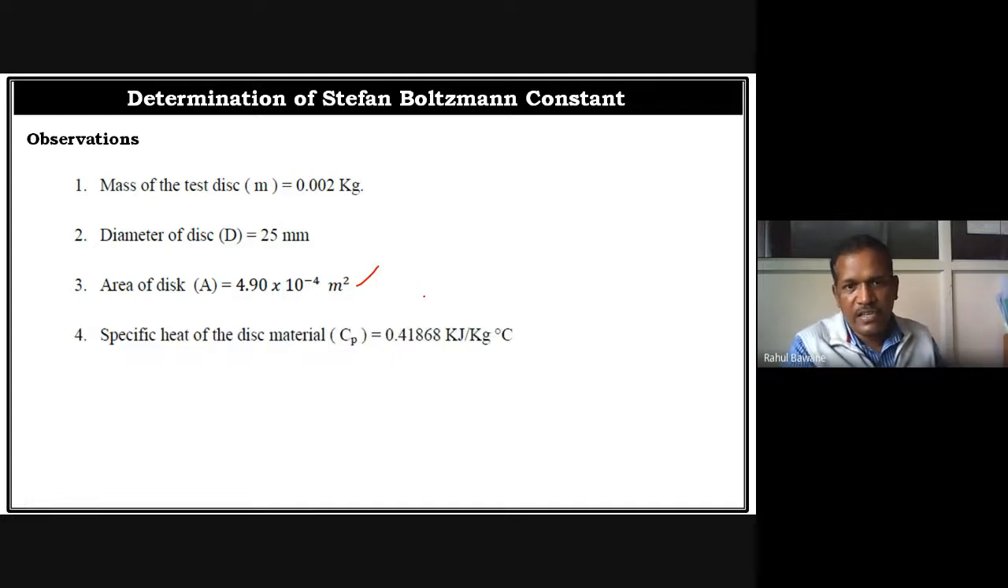Then the specific heat of the test disk material is given as 0.41868 kilojoule per kg degree centigrade.